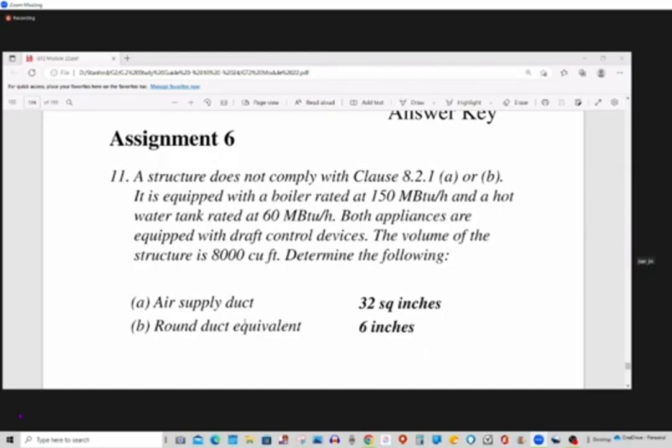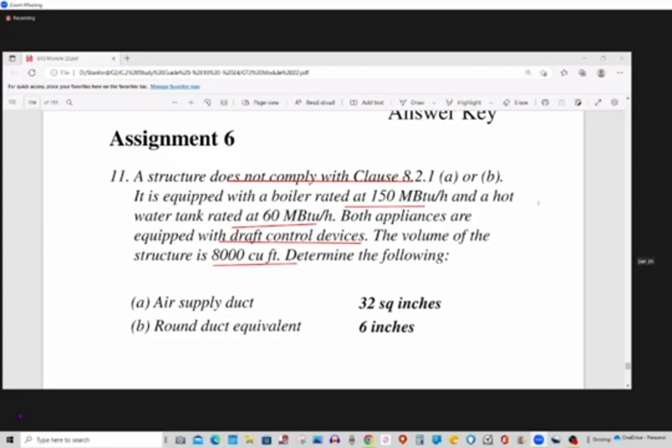Mr. Jen, would you read this question? Question 11: a structure does not comply with clause 8.2.1, A or B. It is equipped with a boiler rated at 150,000 BTU and a hot water tank rated at 60,000 BTU per hour. Both appliances are equipped with draft control devices. The volume of the structure is 8,000 cubic feet. Determine the following.